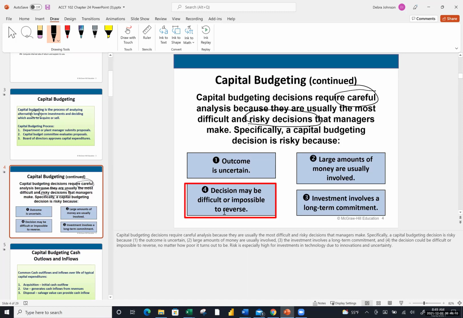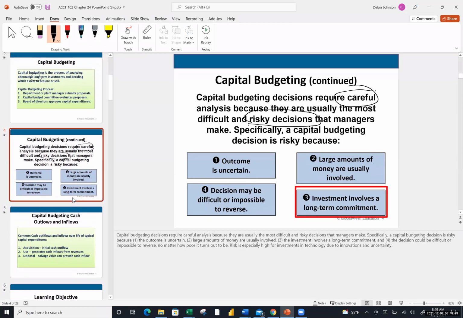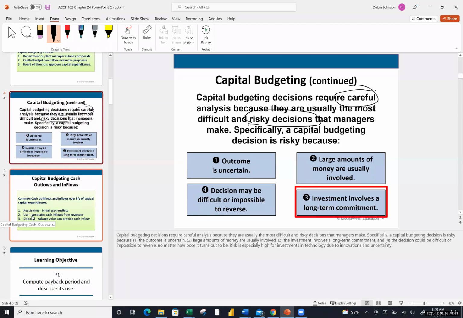Again, when you expand to Mexico, especially if you're building a plant, this company happened to be leasing a plant, but it's not easy to get out of a lease. So these decisions can many times be difficult, sometimes impossible to reverse. And again, we're talking about long time periods. So that's what the capital budgeting process involves.